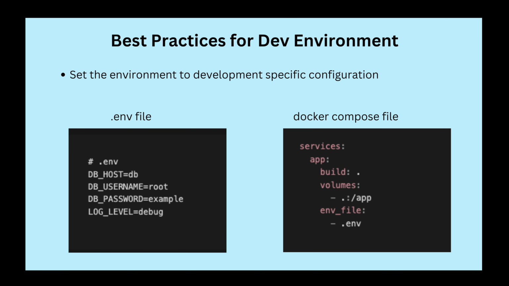Next one is to set the development specific environment. To do so, you can use a .env file and put all the environment variables there as per your dev environment. And then in your Docker Compose file, you can mention an env file from which your service needs to take the environment details. This way, you can separate out the behavior in dev environment as compared to prod environment.